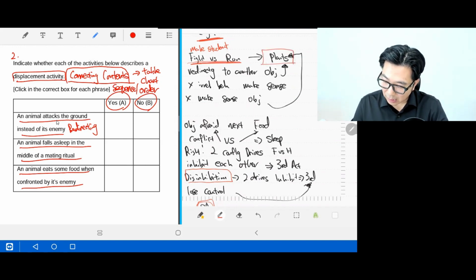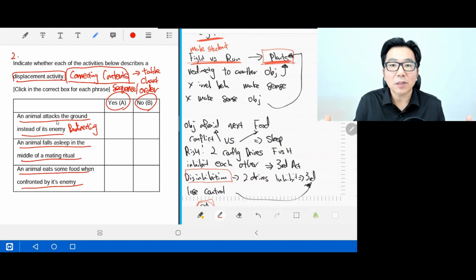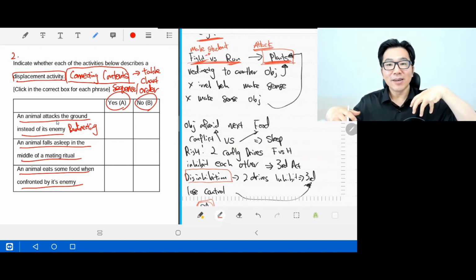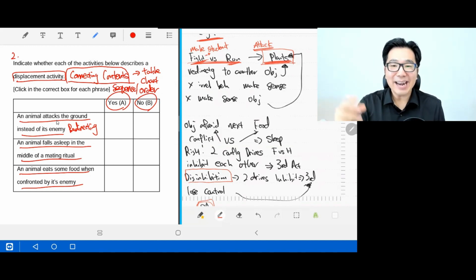If the animal attacks the plants or ground, isn't this displacement activity? It's not, because it's still attacking. So it's still fighting. So the action makes sense. The animal either fought or ran away. They decided to fight. But the only problem is the animal did not fight the enemy. The animal fought the plant.